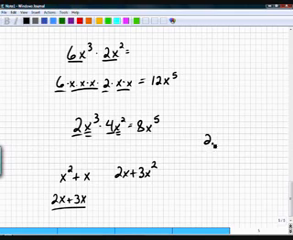Like 2x and 3x, if I said 2x times 3x, anybody tell me what that is? 6, and x times x would give you x squared. Good job, Tom.